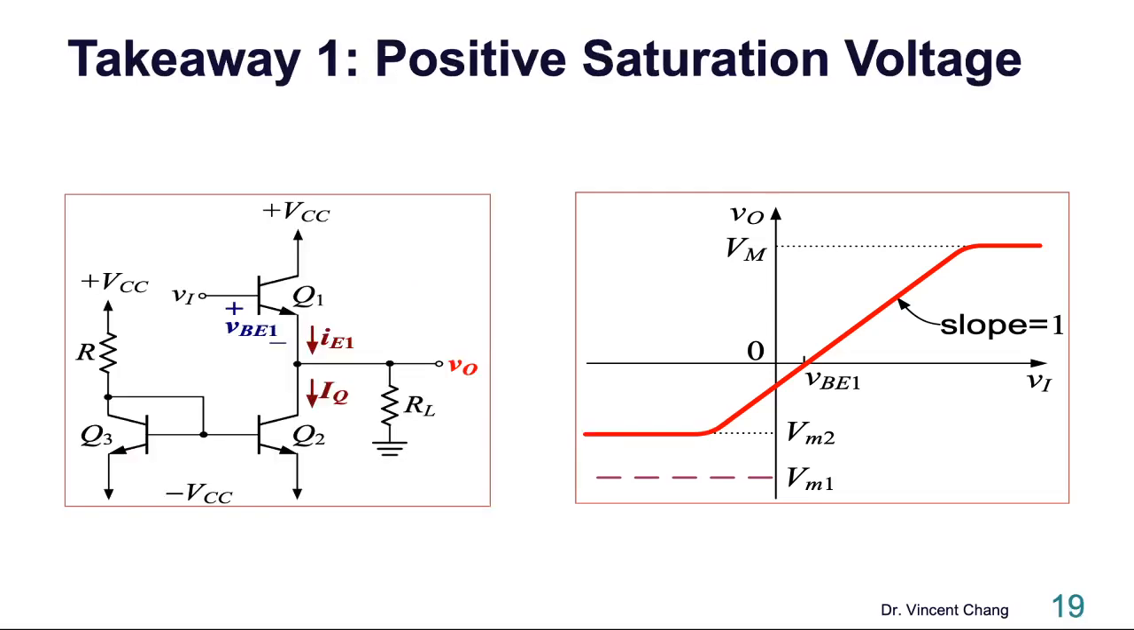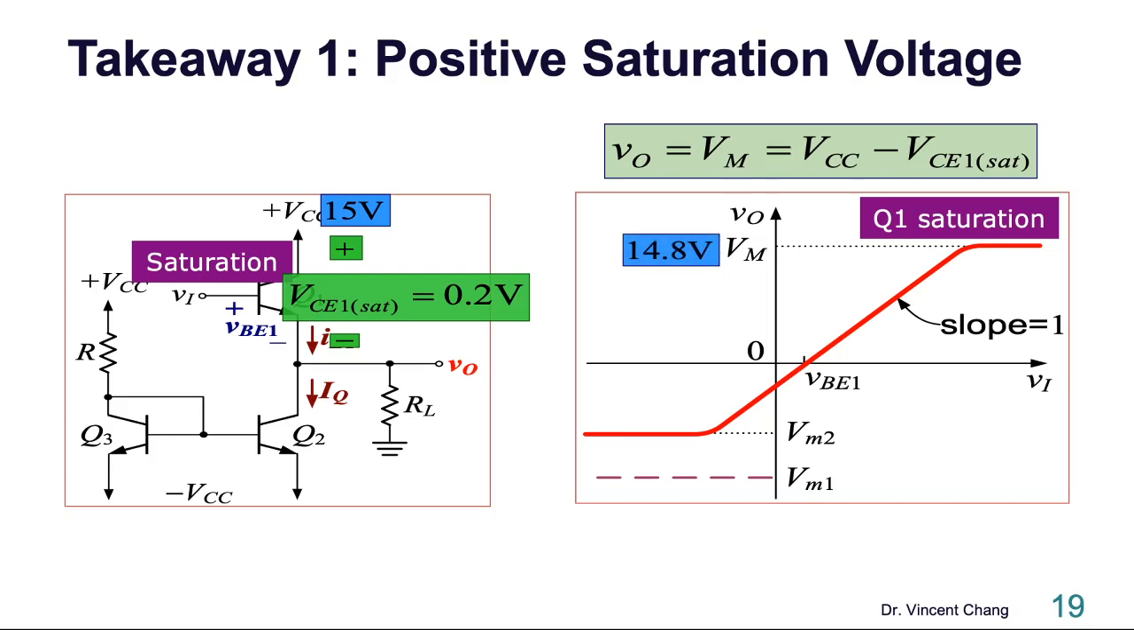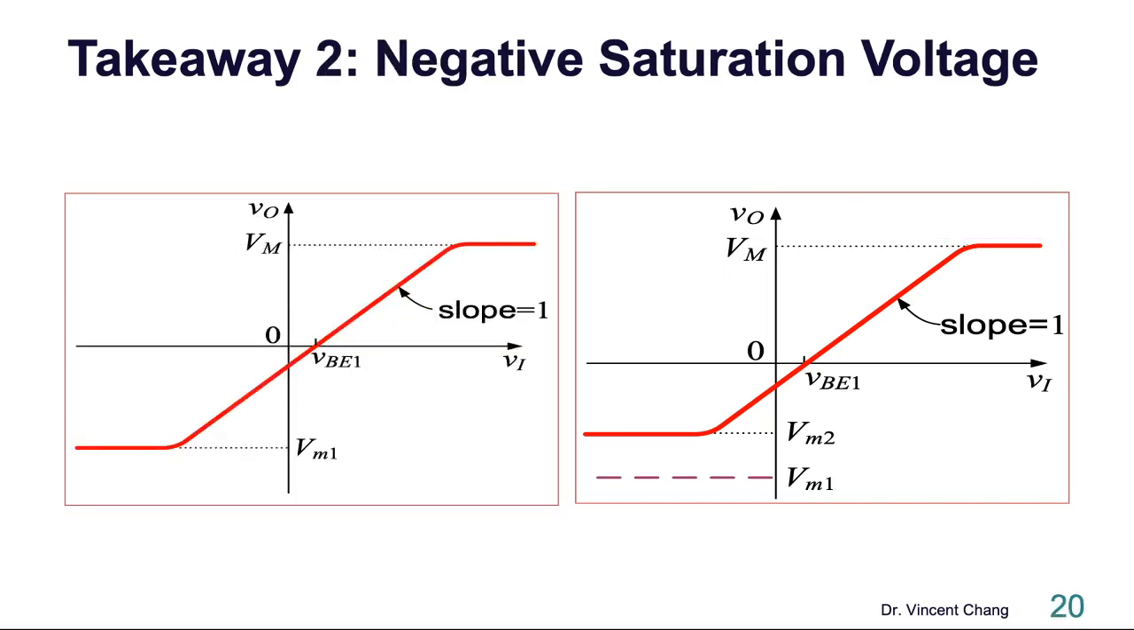So here's the takeaway. The first takeaway is very simple. The positive saturation voltage will be limited by the saturation of the emitter follower transistor: VCC minus VCE saturation, so 15 minus 0.2 gives 14.8 volt. The second takeaway: the negative saturation voltage is a little bit more complicated. There are two scenarios, and it totally depends on the combination of the load resistance and the bias current, IQ.